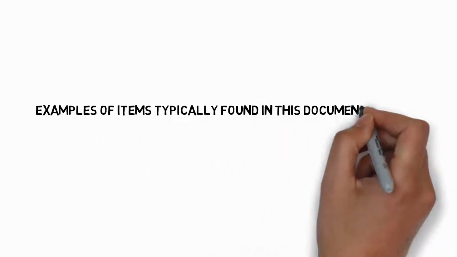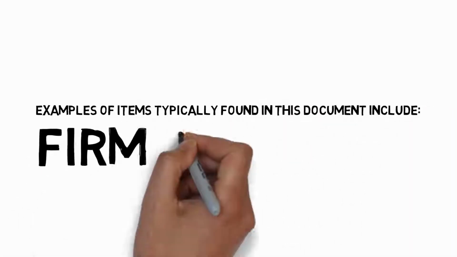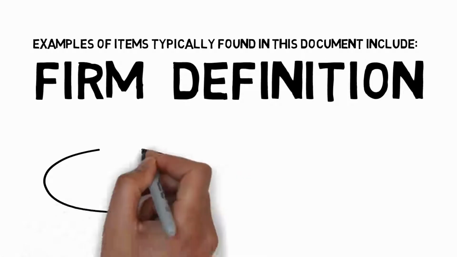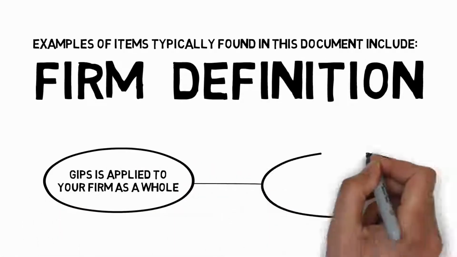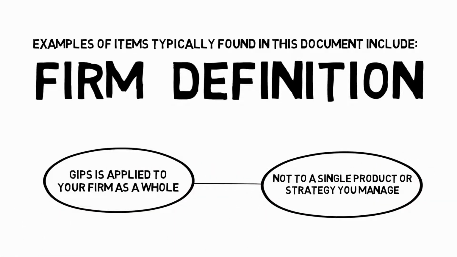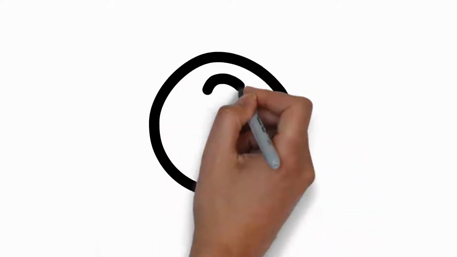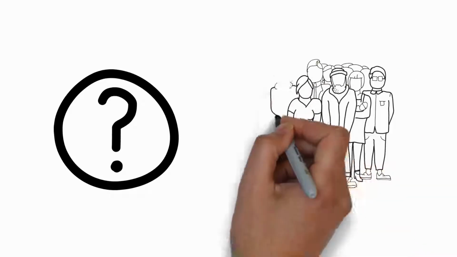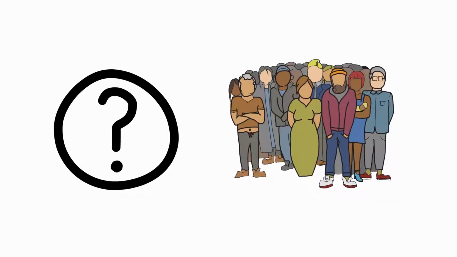Examples of items typically found in this document include firm definition. GIPS is applied to your firm as a whole, not to a single product or strategy you manage. How your firm is defined for GIPS purposes is primarily based on how the firm is held out to the public, which may differ from the legal structure of your firm.